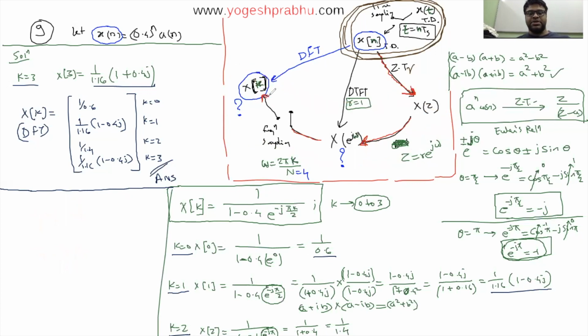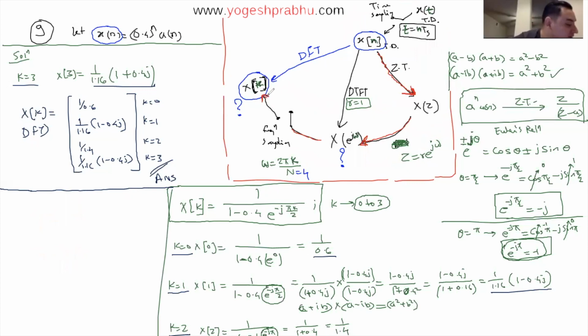And I think that was your question also. Can you read the question again? Yeah, it's: if a sequence is 0.4 raised to the n u[n], find its DTFT and 4-point DFT. So we just did that.